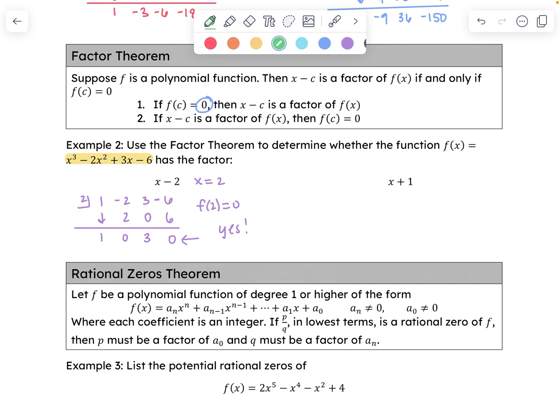Okay, x plus 1 would mean that x equals negative 1. So in my box, I'm going to have a negative 1. Then my numbers listed across would be 1, negative 2, 3, and that negative 6. I'm going to bring down my 1. 1 times negative 1 is negative 1. So I get negative 3. Negative 3 times negative 1 is a positive 3. So 3 plus 3 is 6. 6 times negative 1 is a negative 6. And when I add here, I get a negative 12. That means that f of negative 1 is equal to negative 12, and this is not a factor.